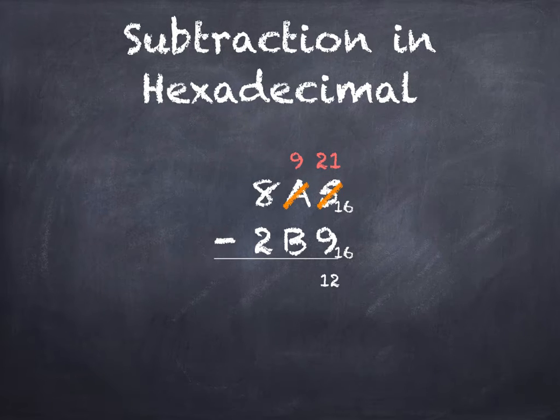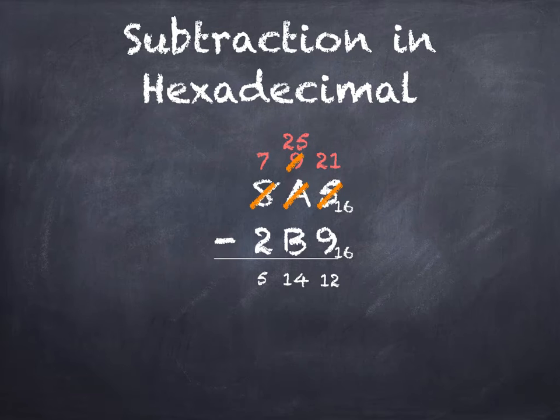Then we proceed to the next column. So we have 9 minus B. Again, B is greater than 9, so 9 needs to borrow from 8. So 8 becomes 7. Now, 9 borrowed 1 from 8, so that one is equivalent to 16, and we need to add that to 9. So 9 becomes now 25. So we need to subtract B, or 11, from 25, giving us 14. For the last column, we have 7 minus 2, and the answer there is 5.